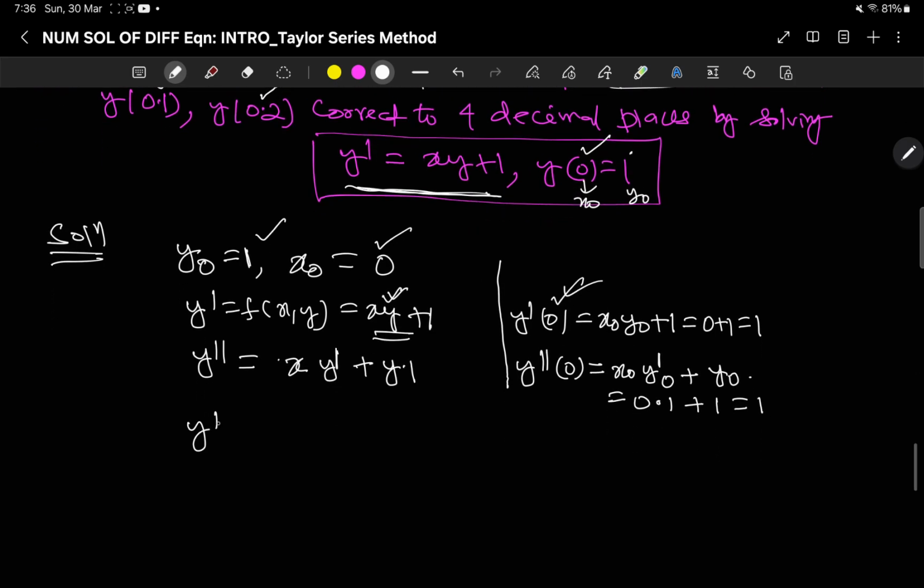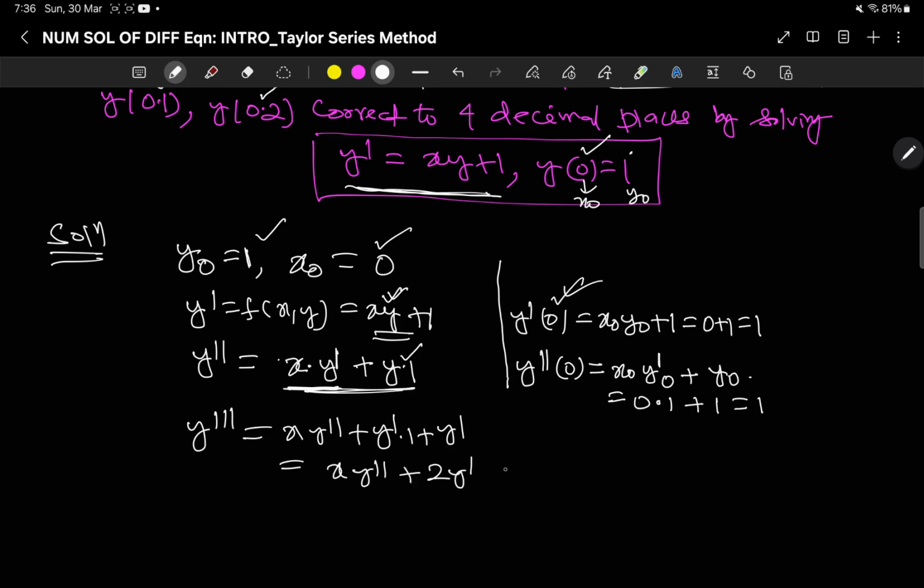Then you find y triple dash, the derivative of this product formula. Here x y double dash plus y dash into 1 plus y dash. So this is equal to x y double dash plus 2y dash. Okay. Then you find y triple dash 0. Y triple dash 0 is x0 y double dash 0 plus 2y dash 0. You substitute x0 is 0, y double dash 0 is 1, plus 2 into y dash 0 is 1, which is 2.